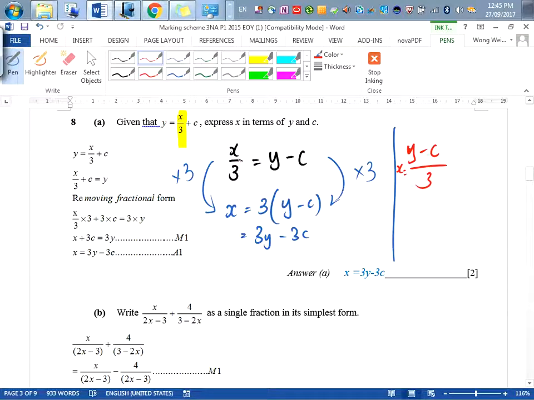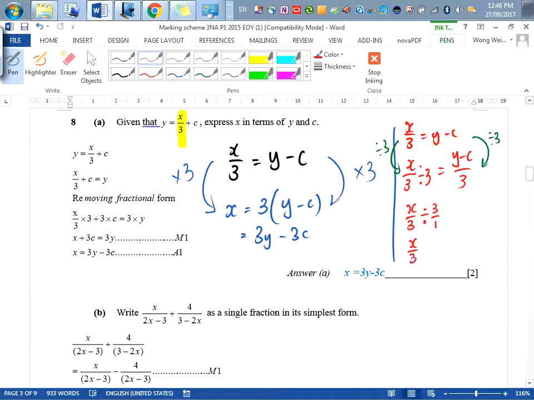How do you get this in the first place? So this is what I believe you did, Sophia. First step, x over 3 equals y minus c. Then the next step, you chose to divide by 3. So what happens when we divide by 3? On the right hand side, I will have y minus c over 3. But on this side, I will get x over 3 divided by 3, which is x over 3 times 1 over 3, which is x over 9. So this is no longer x. That is why what is in red is not correct.